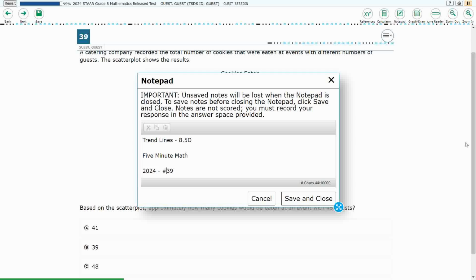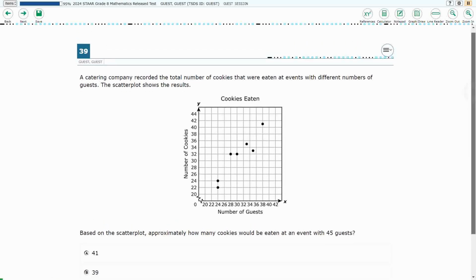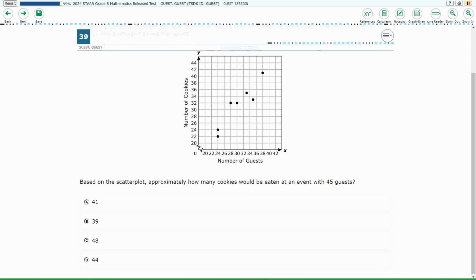Today we are looking at the 8th grade concept of trend lines. This is standard 8.5D in the great state of Texas, and we are using item number 39 of the 2024 released STAAR test. If you haven't done so already, please take a moment to pause the video, work this problem out on your own, unpause it, and we will look at our answers together.